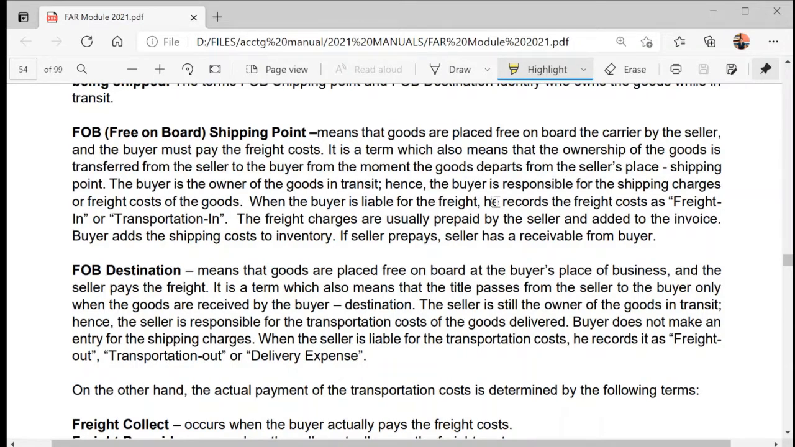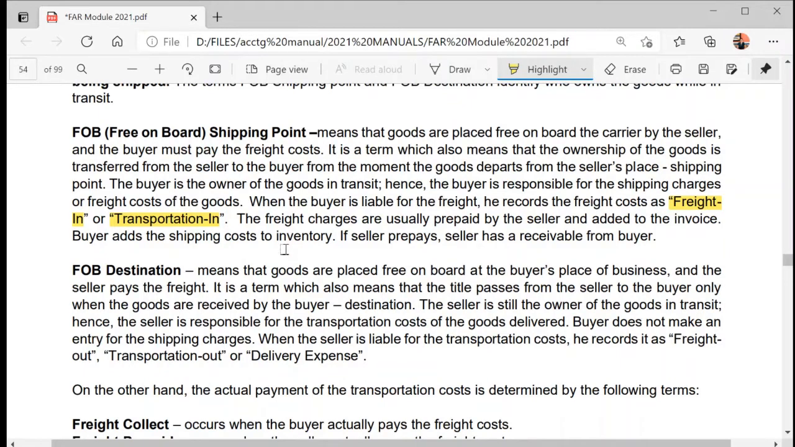So when the buyer is liable for the freight, he records the freight cost as freight in. So, if the buyer is responsible for the freight, it should be freight in or transportation in. So, the freight charges are usually prepaid by the seller and added to the invoice. Buyer adds the shipping costs to the inventory.